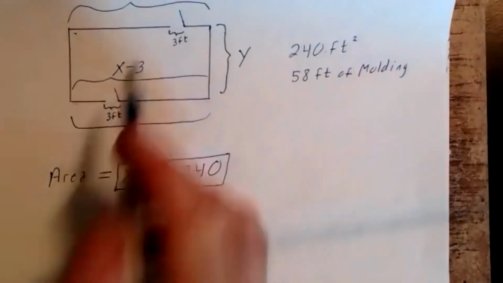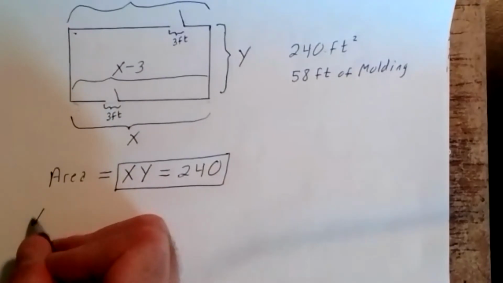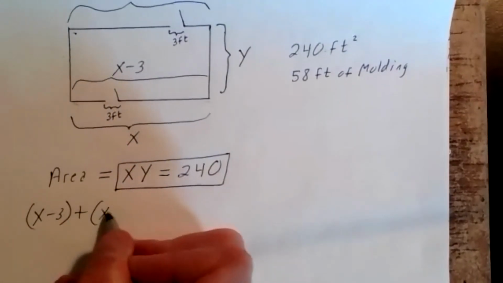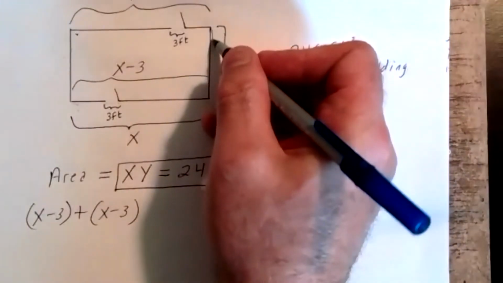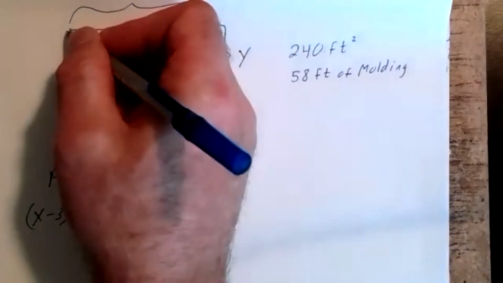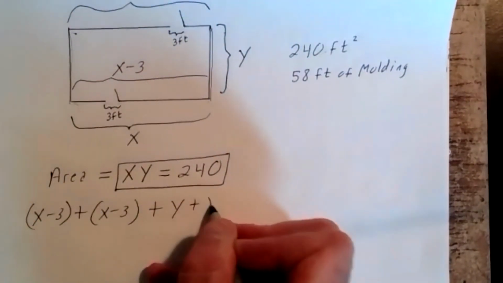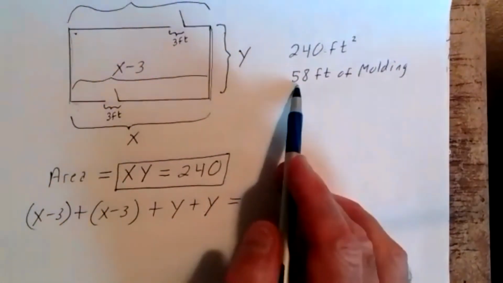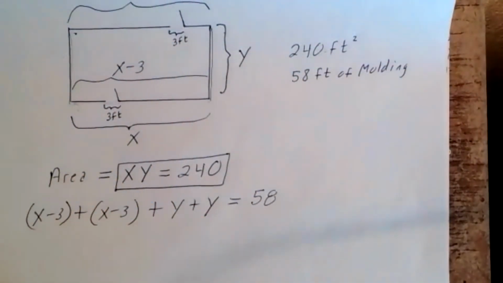So we wouldn't say x minus 3 squared. We would say x minus 3 plus what? X minus 3. That's right. X minus 3 plus x minus 3 of molding. We're talking perimeter here. And we also need y feet of molding here and y feet of molding here. Plus y plus y. When you add up all these linear lengths of molding, it better be equal to 58 feet. Ladies and gentlemen, we now have another equation in our system.